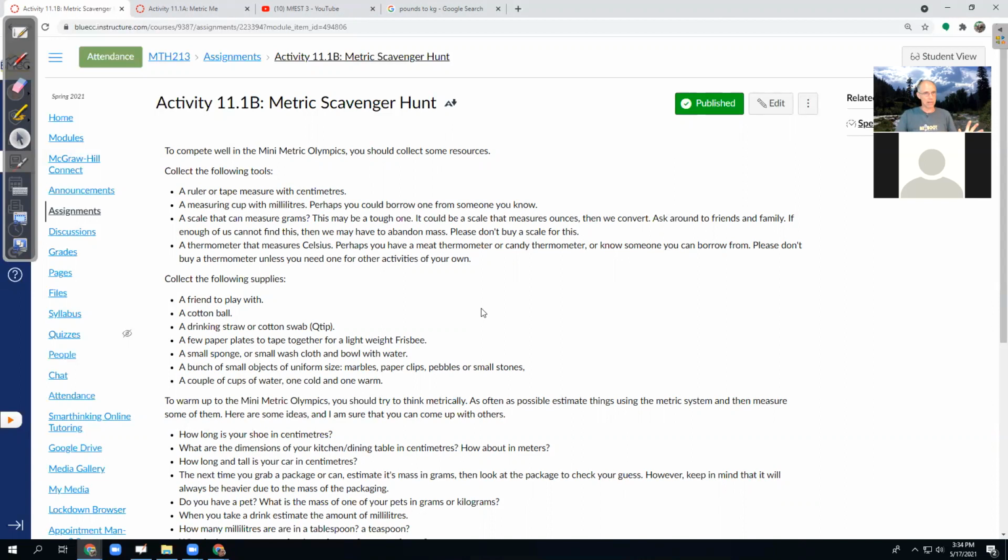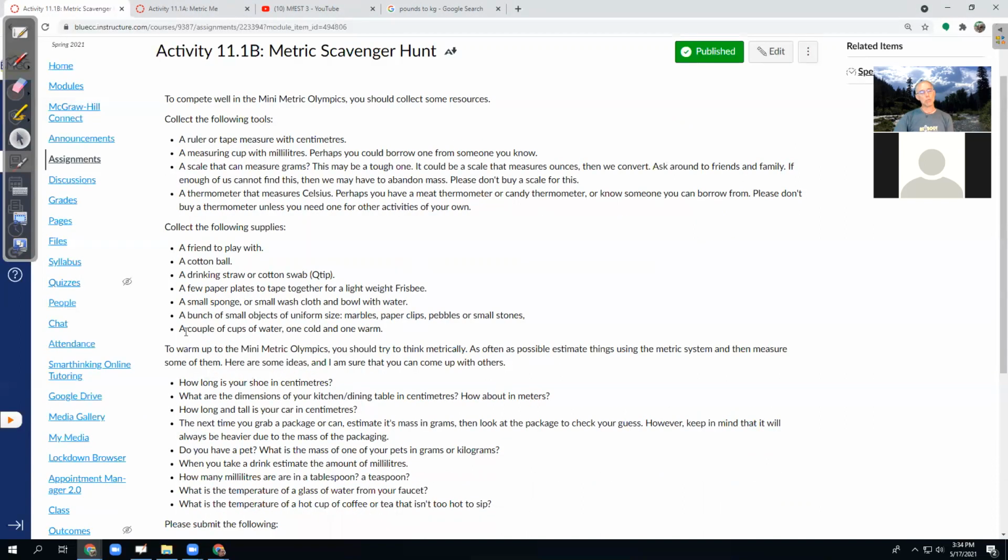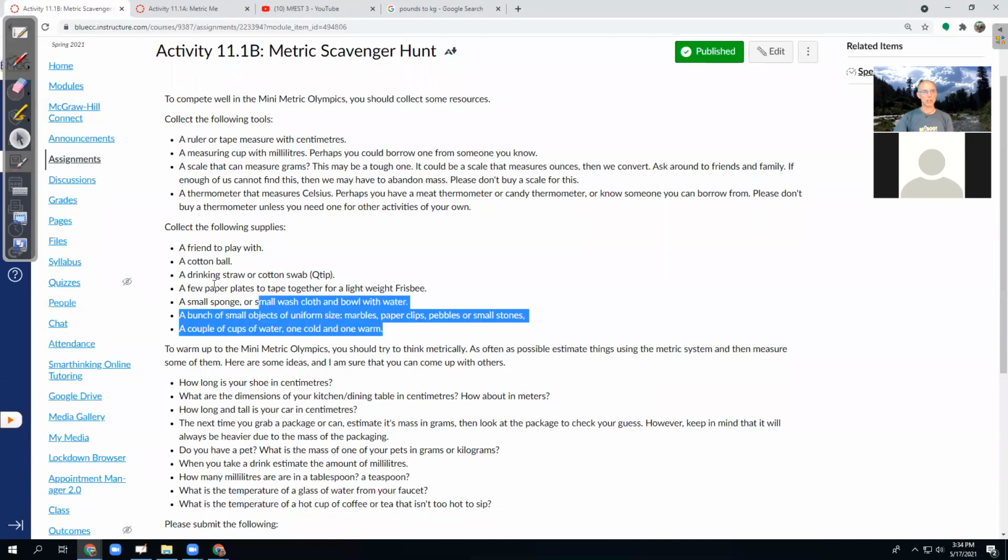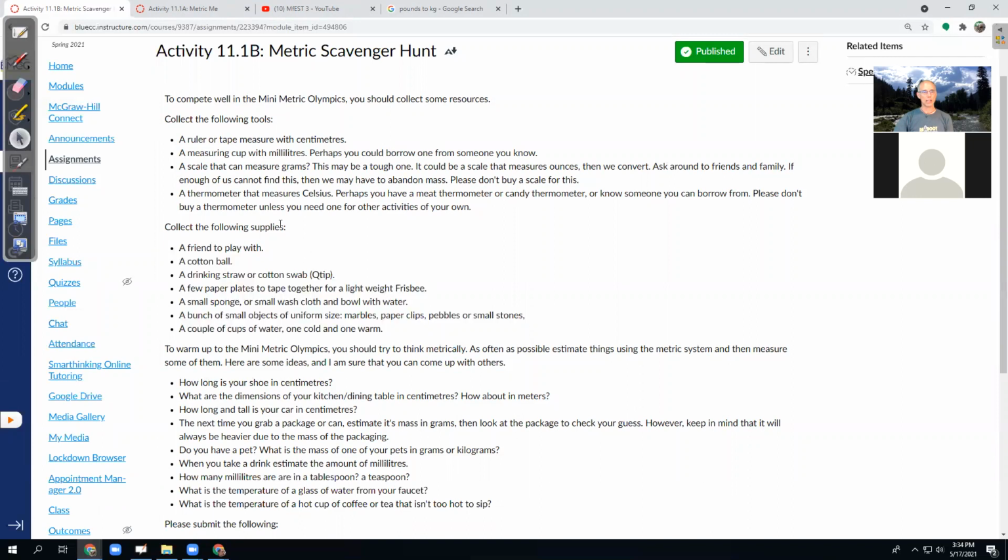Or you checked with your neighbors. Somebody in the neighborhood will have something that will measure grams, for example. And somebody will have a thermometer that'll have Celsius and Fahrenheit if you don't. If you're having trouble finding any of these, I'll see if I can help you figure that out. And then we need some toys to play with to do the metric Olympics. And so I list some supplies here. And then I want you to do some warm-up stuff.